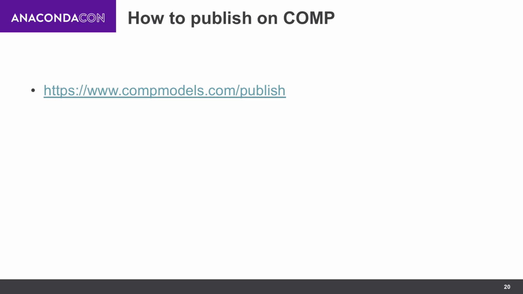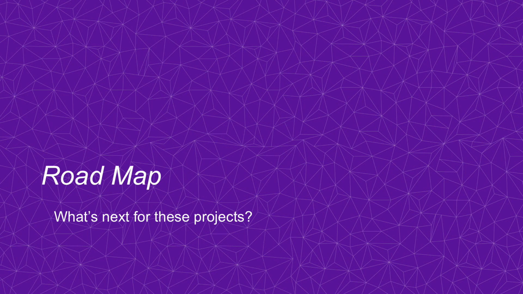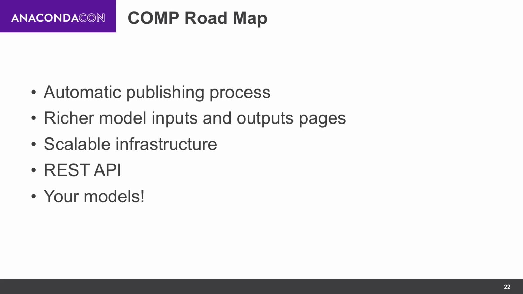And so with that in mind, we can move to the roadmap. For the comp roadmap, you can see that the first item is that we want to automate this publish process.